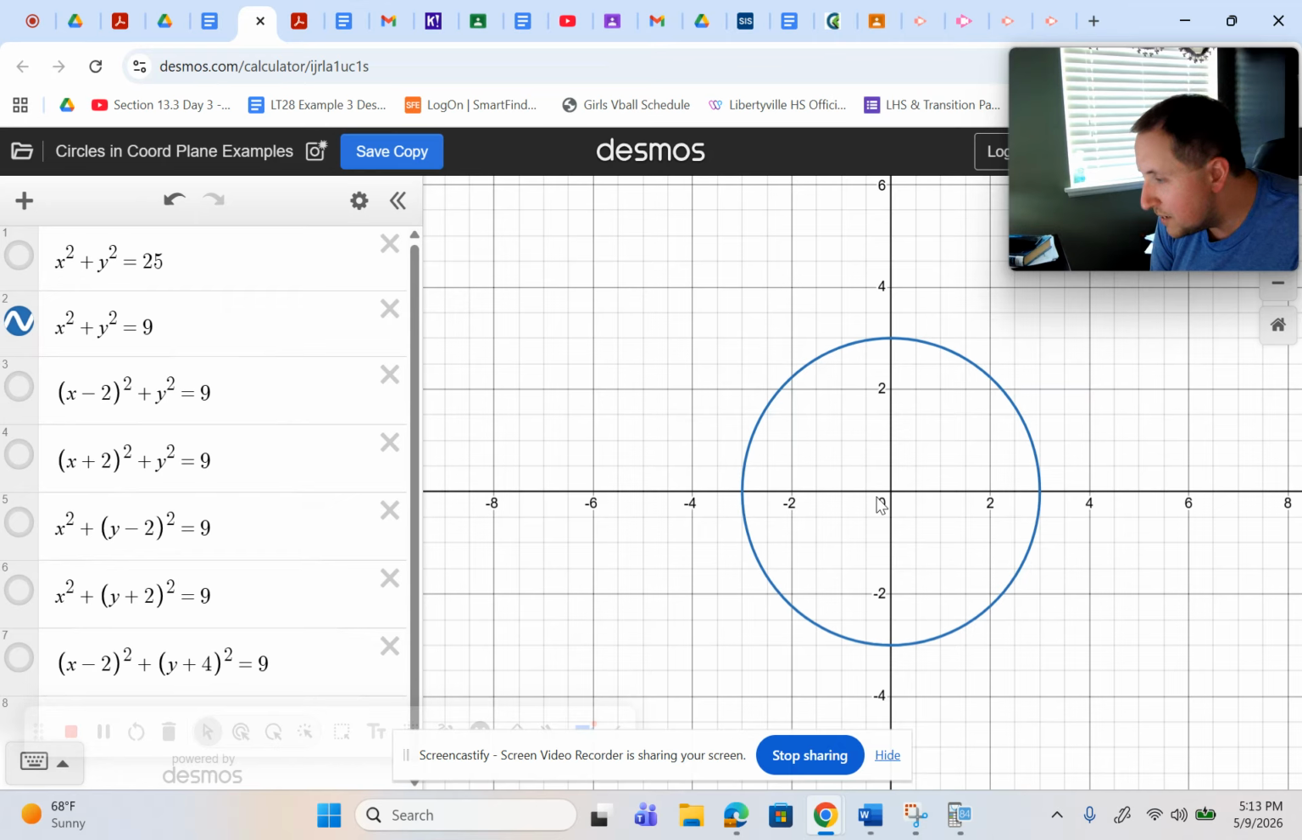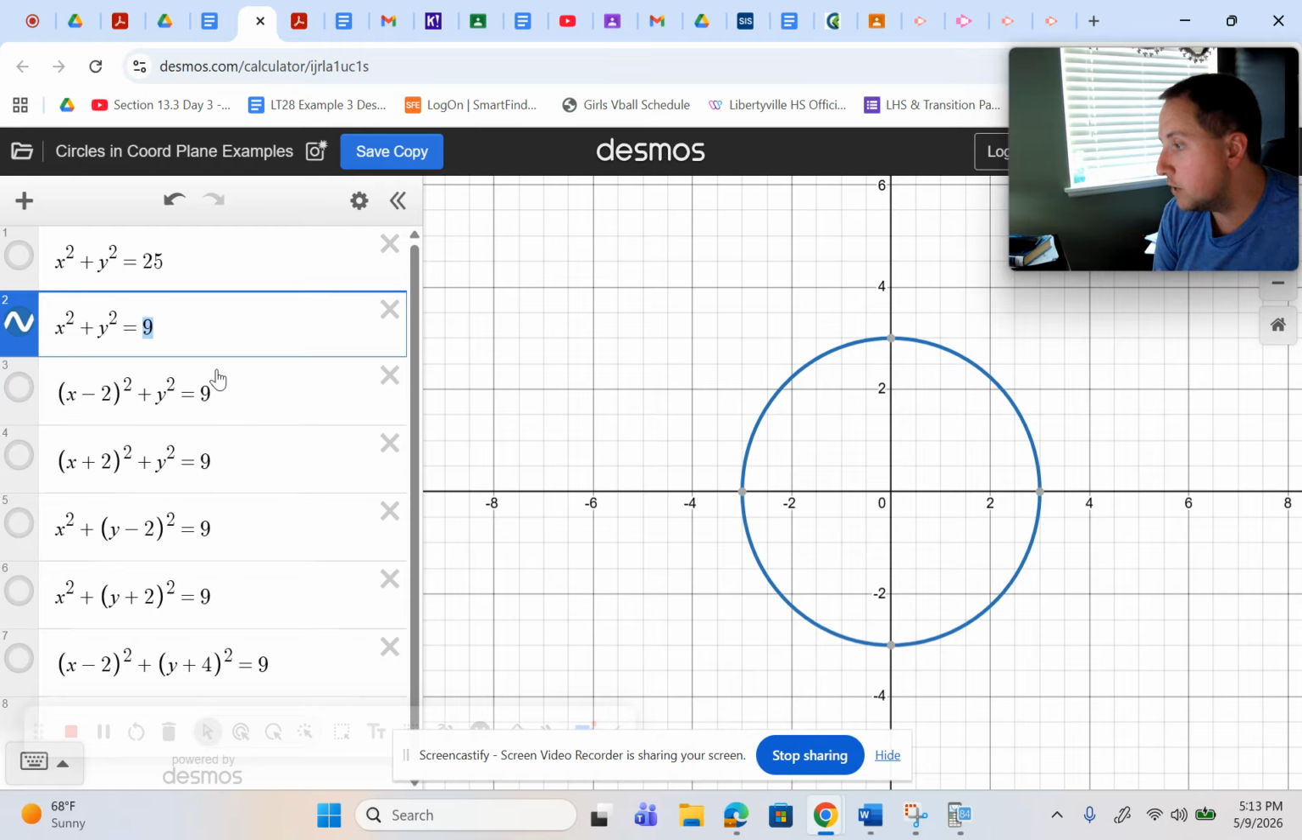And if you notice, the radius of this circle goes out 3 units to the right, up, down, and to the left. And honestly, even if you go on a diagonal, it's still measured 3 units out. It's just harder to count because you can't count the squares. So the radius is 3, and that makes sense because, remember, in the equation, that 9 represents the radius squared. The radius is 3. 3 squared is 9.